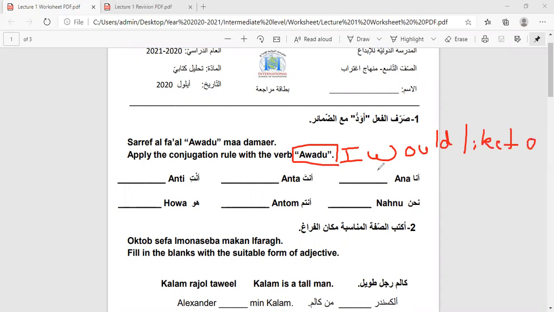So أنا أود. Because in the present form we add أ at the beginning. نحن, instead of we, we put نود. In the second point of view, أنت, which is you for masculine, أنت, which is you for feminine, أنتم, which is you for 3 or more masculine or 3 or more feminine and masculine.